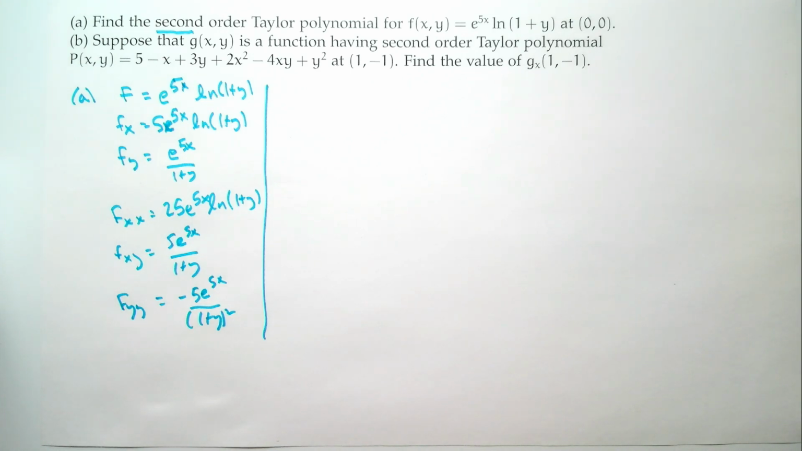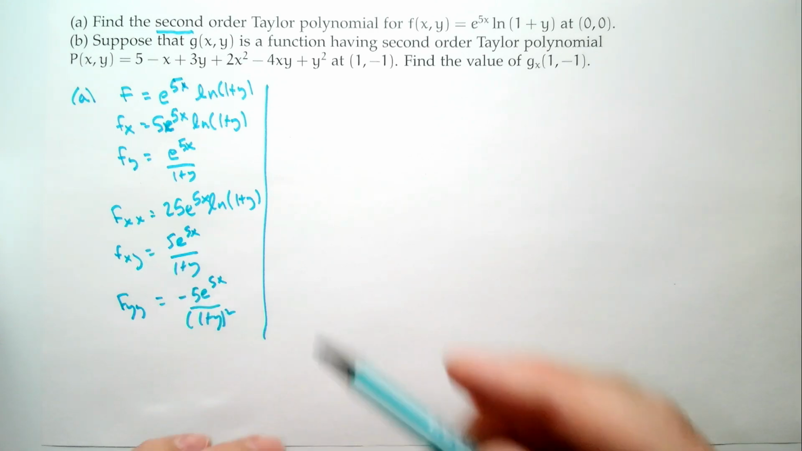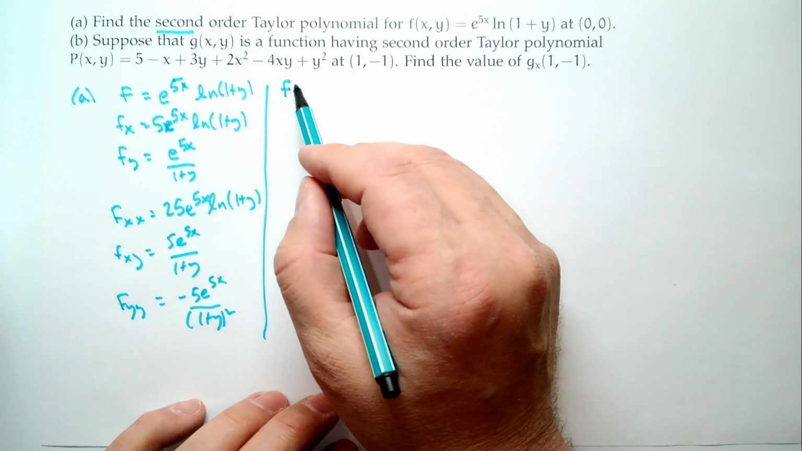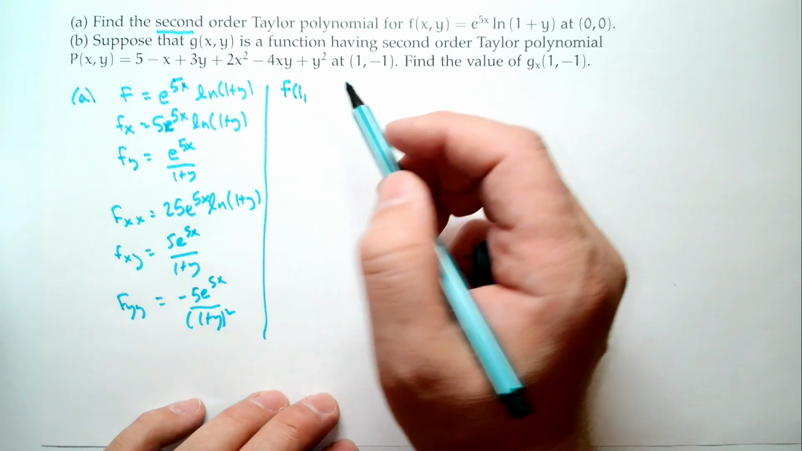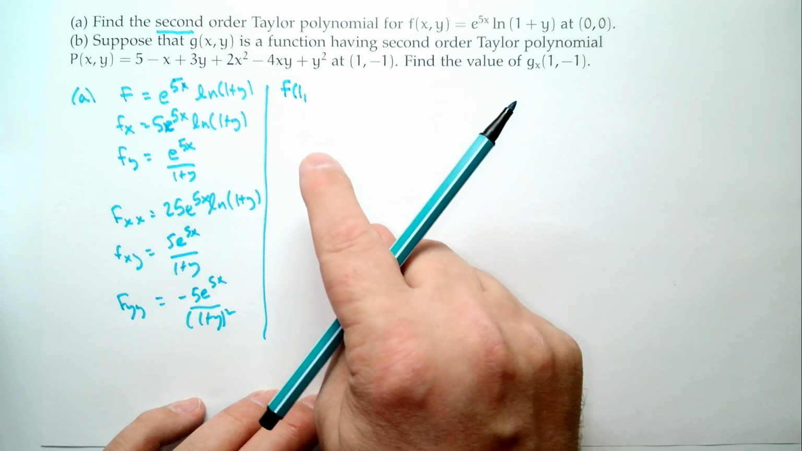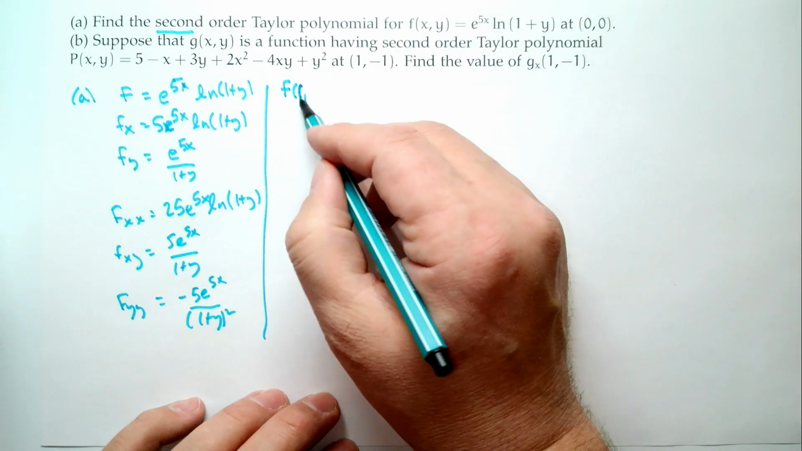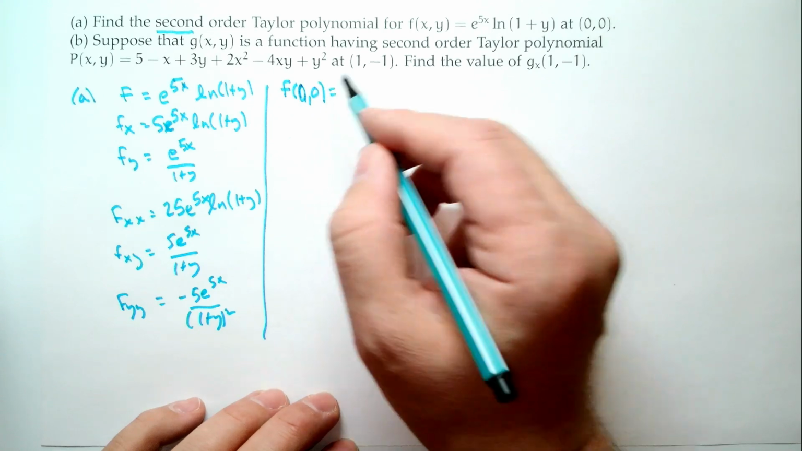evaluate, because your Taylor polynomial should be a polynomial. So you have to have things that are polynomial-like. These are not polynomials. But the key thing here is that we're getting these coefficients. So we evaluate when x equals 0, y equals 0. That's really easy to evaluate.